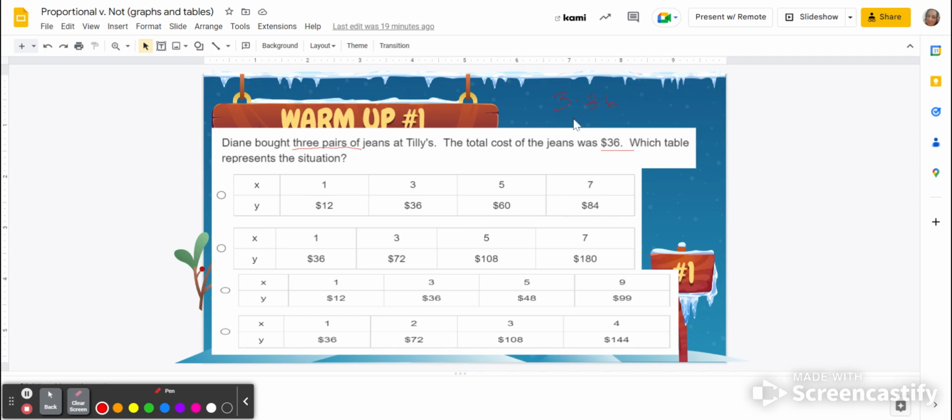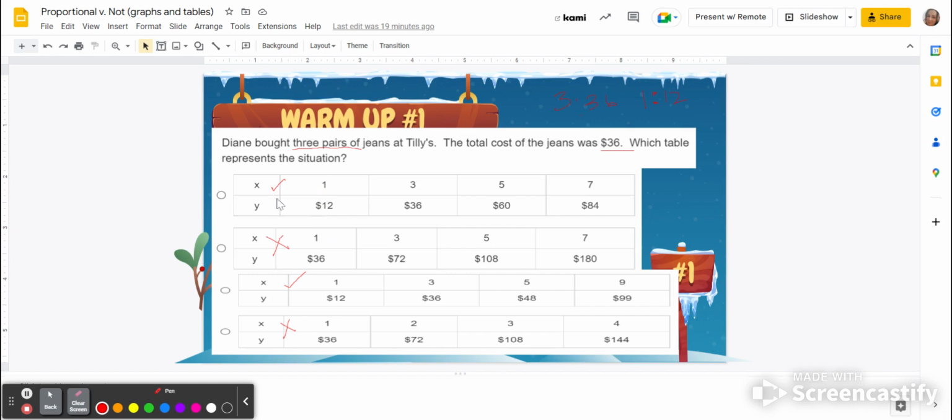Well, if I simplify this, I know 3 goes into 3 one time, and 3 goes into 36 12 times. So 1 pair of jeans equals $12. So I know that this one could be correct and this one could be correct. I can get rid of this one and this one. So now I'm down to these two.